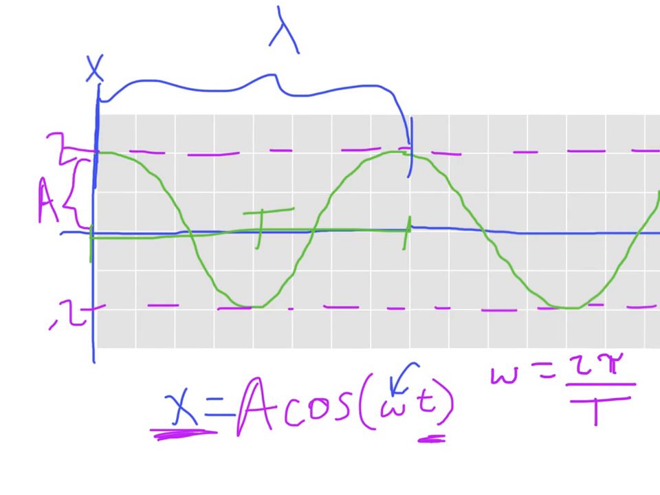This means that if we know something about the wave, we know its angular frequency and we know its amplitude, and we're given a point in space, then we can determine what the quantity will be at that given time.